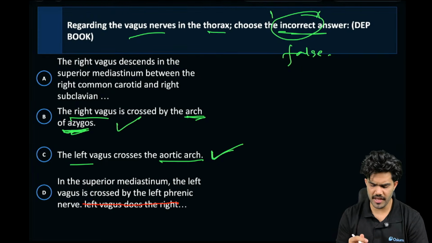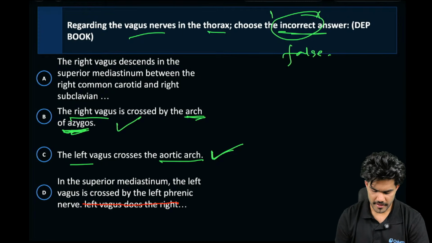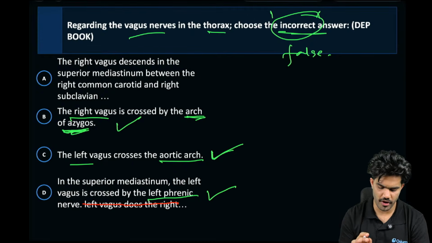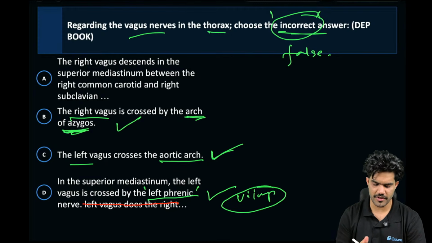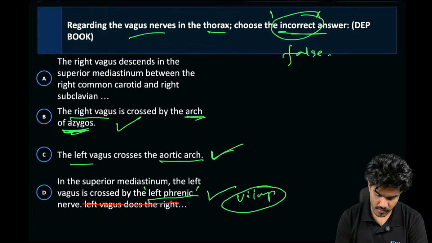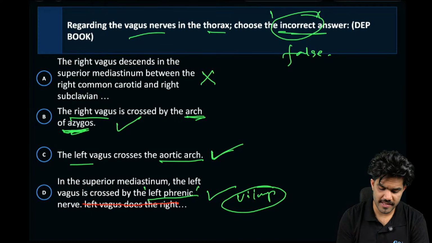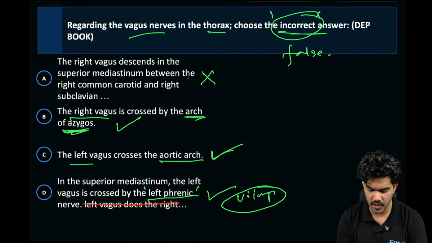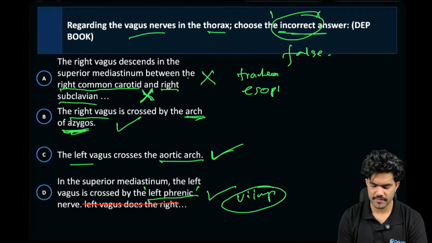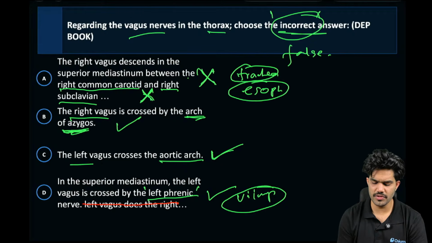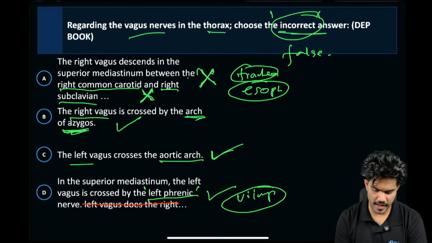Yes. In the superior mediastinum, the left vagus is crossed by the left phrenic. Yes. This point is very important. Left phrenic is crossing left vagus. Now, the only wrong option is: the right vagus descends in the superior mediastinum between the right common carotid and right subclavian. No. In between trachea and esophagus. You can do this question by exclusion also. So the answer will be A.